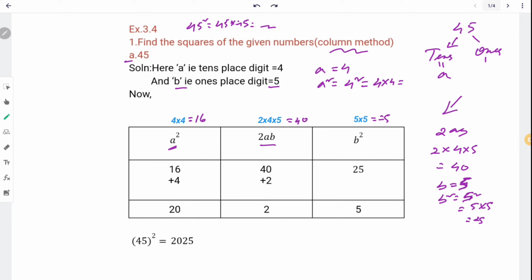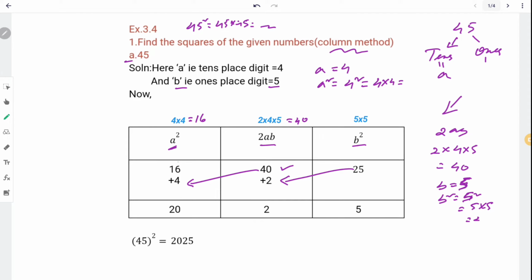Once we are done with that, let's look at twice AB. When we multiply twice AB, this is what we get, 40, right? So from here, this 4 will go here. Now look at your B square. Once again, from here, this 2 will go here. So it is the same for all the questions.